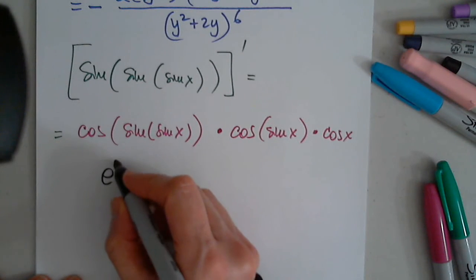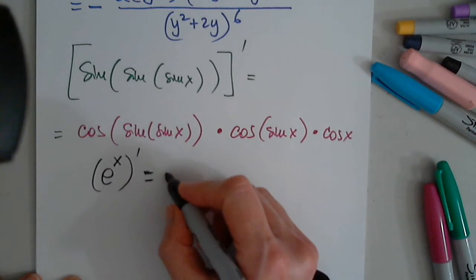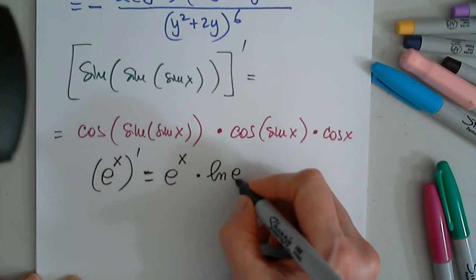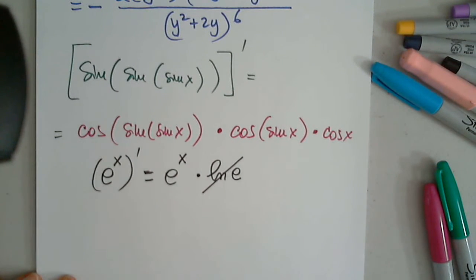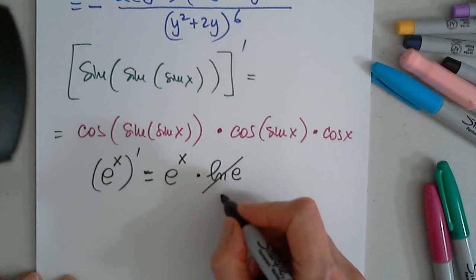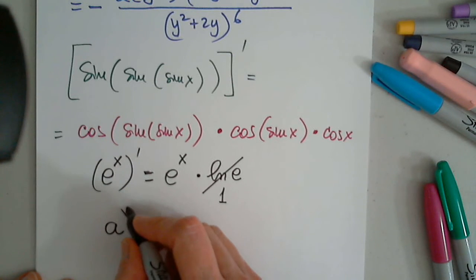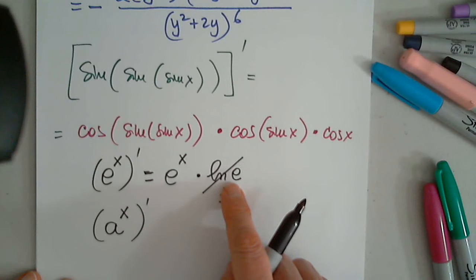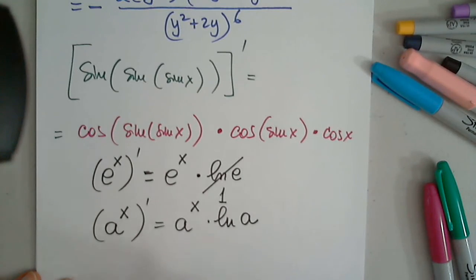Okay, I want to come back here for a second to e to the x prime. Basically, e to the x prime is e to the x, but I should also multiply here by natural log e. Why don't I? Because there is no need. Why? Because natural log e is 1. That's it. However, when we differentiate any other base, not e, a to the x, we have to use the natural log a. If it's e, I don't need it. But other than that, it's a to the x times natural log a.